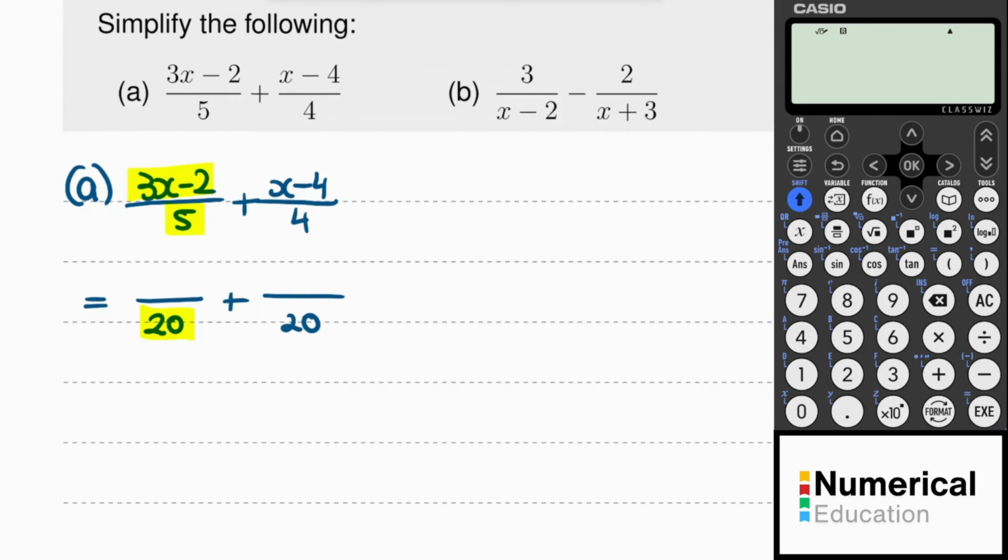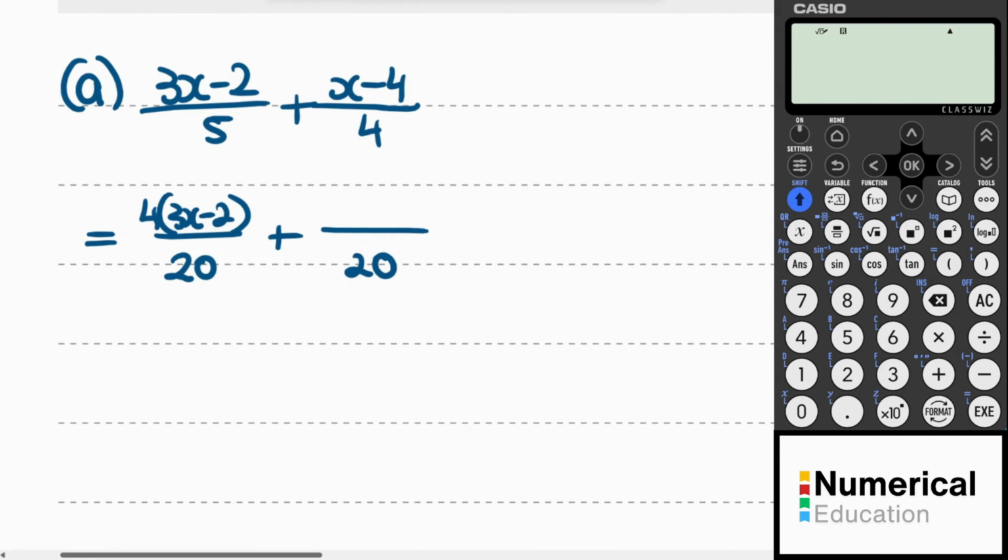Essentially, in terms of your working out, you're going to have 4 lots of your 3x minus 2. I'm going to zoom in so it's easier for me to write. What we did to the bottom of the fraction with the 5 is multiply it by 4, so make sure you do the same thing for the numerator. You have 4 lots of, in this case, brackets 3x minus 2. I'm just going to rub that out and rewrite it nicely. So it'll be 3x minus 2. That's a bit better.